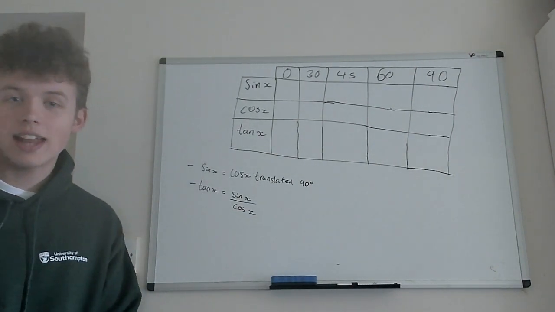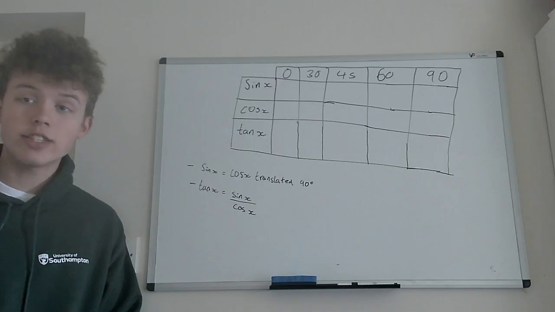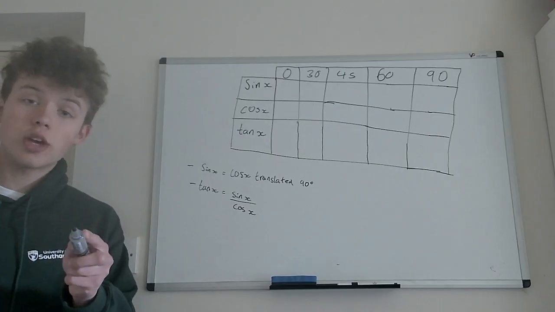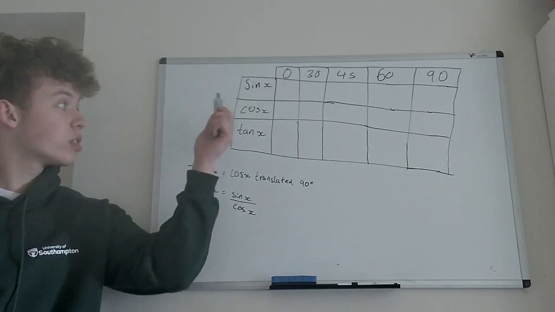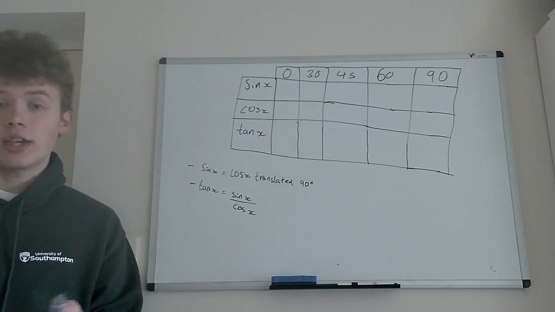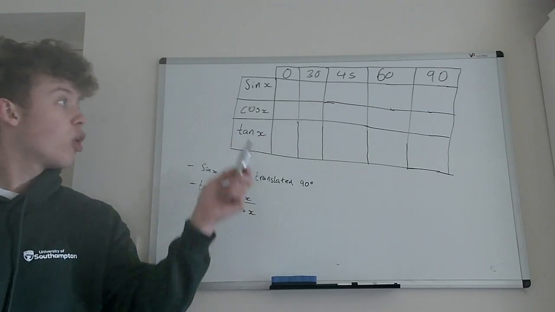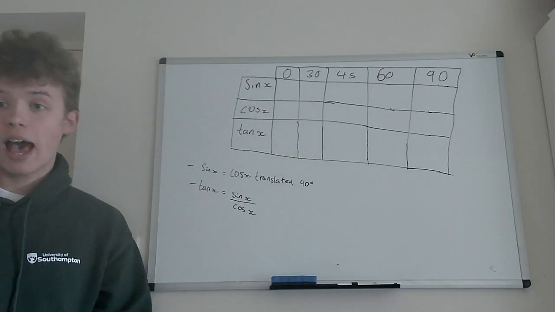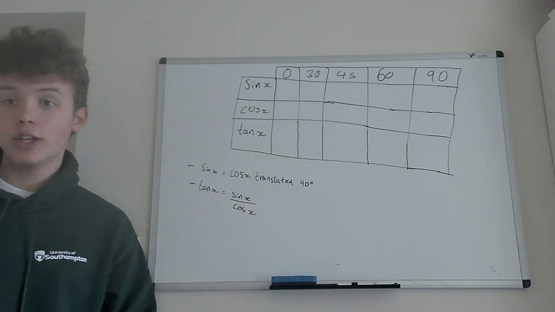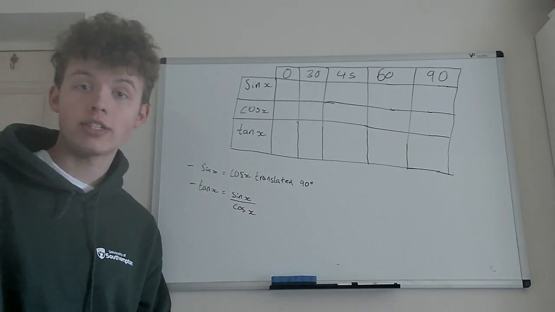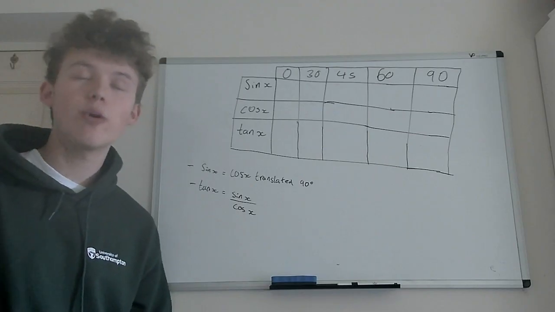Hi guys, and in today's video, which is aimed at GCSE students, I'm going to be teaching you how to remember all the values for sine, cosine and tan x that you need to have memorised for your non-calculator exams. You need to know what cos of 60 is and tan of 30. You need to know all these values for your upcoming GCSE exams.